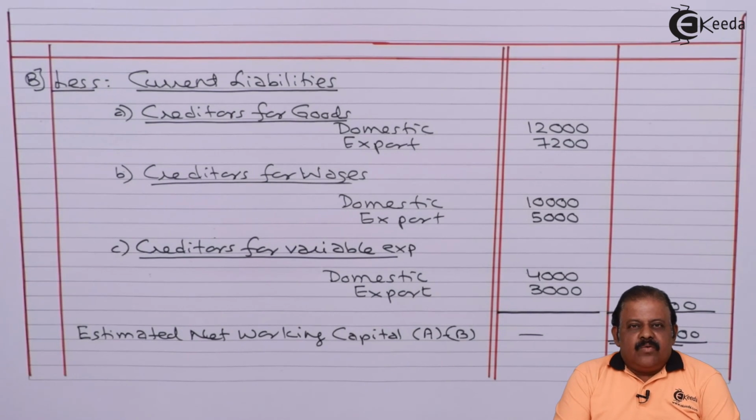In this question, we have dealt with a variety of adjustments. We can say that this question is a revision of the entire chapter. Do this question 2 to 4 times so that you will become perfect in this particular chapter.